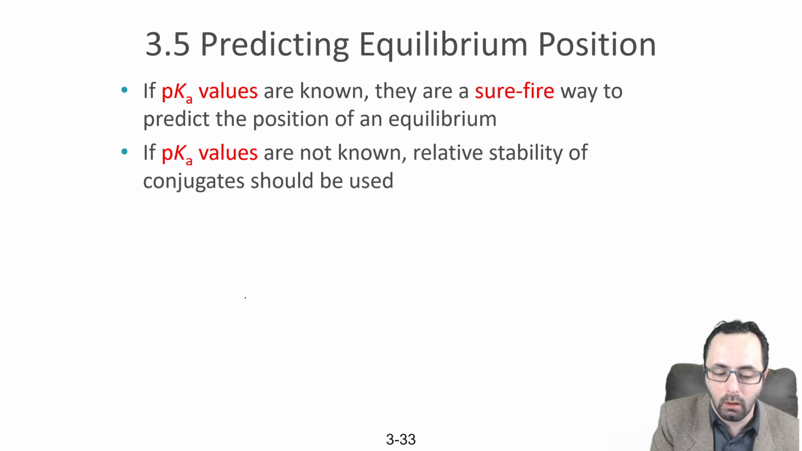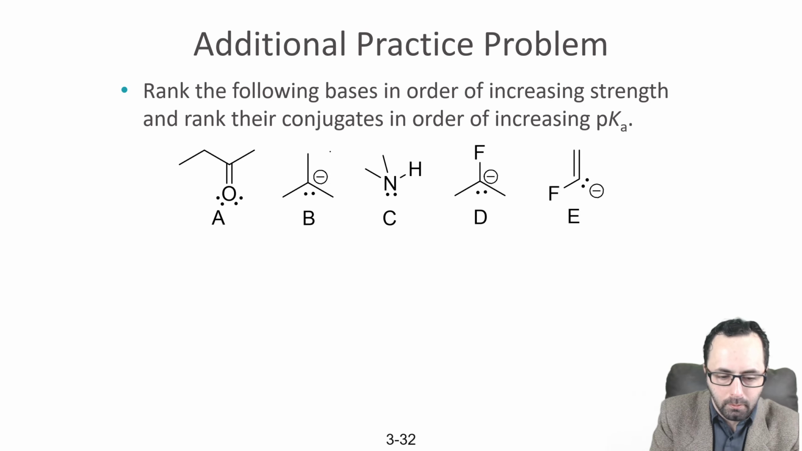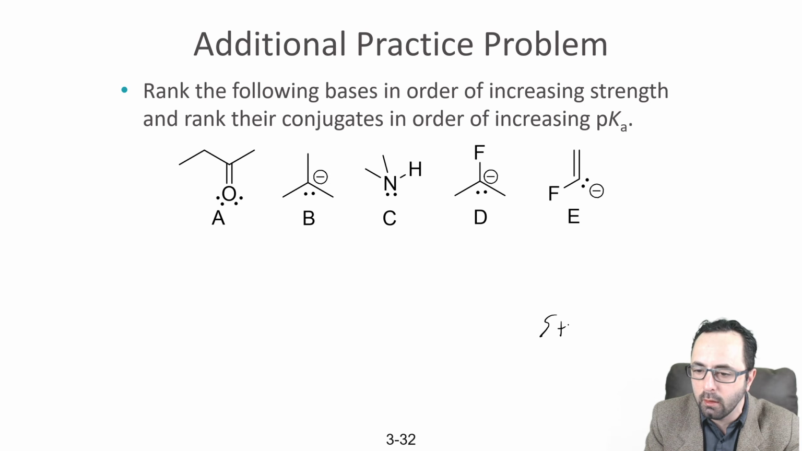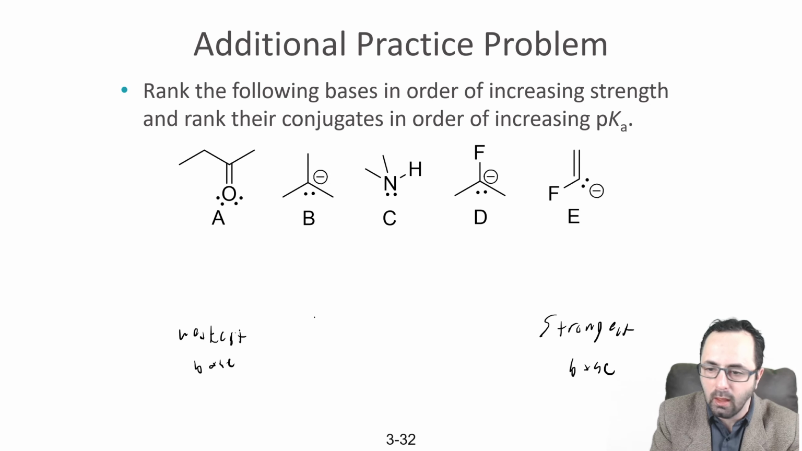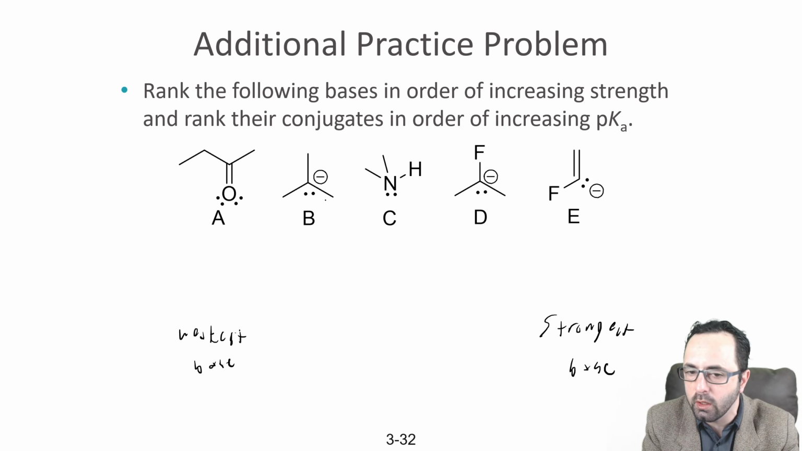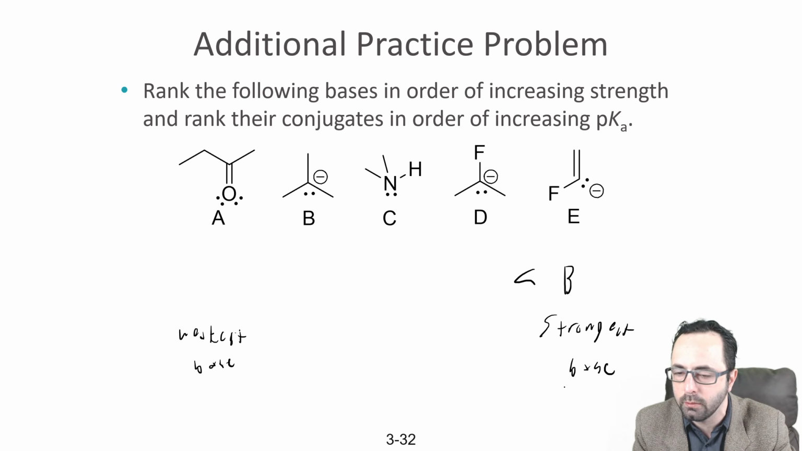I'm going to order these like this: strongest base, weakest base. And the strongest base is going to be the one that has the least stabilized negative formal charge on the carbon. It's going to be B. So that's going to be the strongest base.